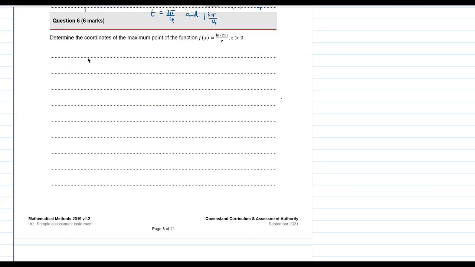Okay, question 6. Determine the coordinates of the maximum point of the function f of x equals ln 2x over x for x greater than 0. Alright, well, we know that f dash of x will equal 0 at the maximum point. So let's differentiate this function. Because we have a fraction with a numerator and a denominator, we can use the quotient rule.